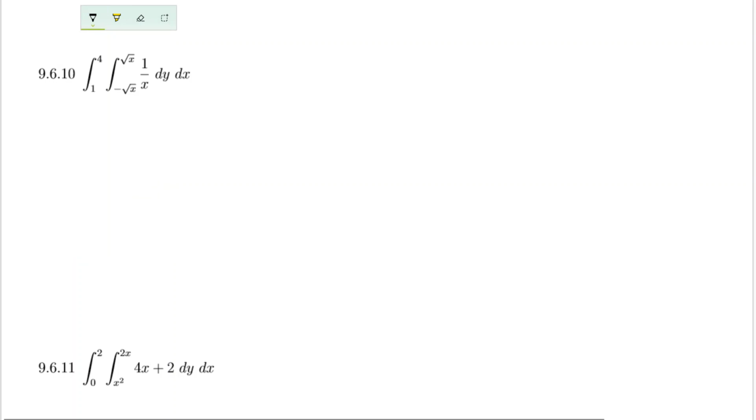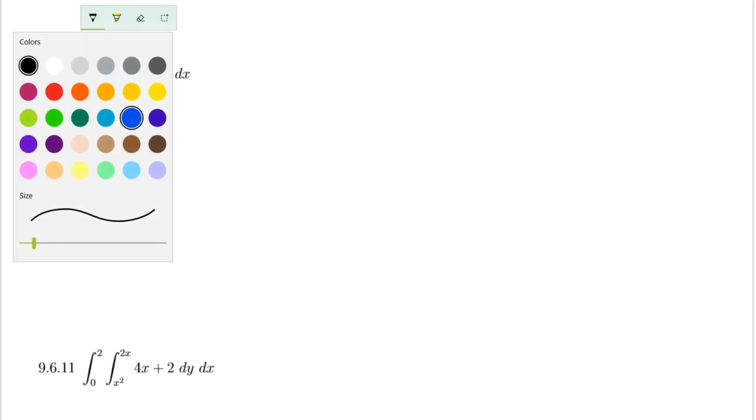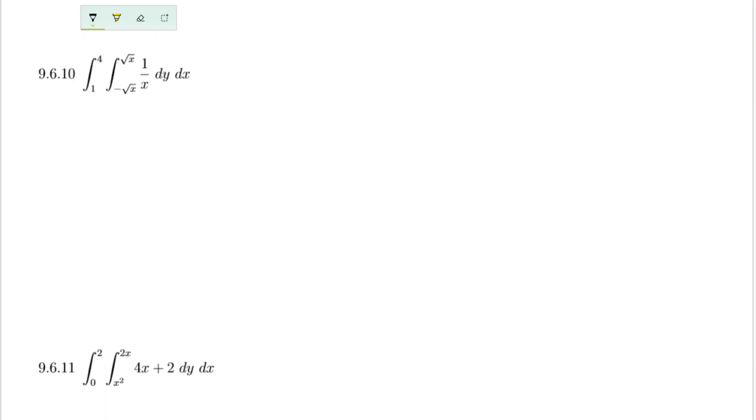So, hey, just as a reminder, we are working on integrating across regions other than rectangles. And these, I would say, are the more difficult examples, so we're going to have to be a little slow and careful as to what we do. So I'm always going to draw them out and what they look like.